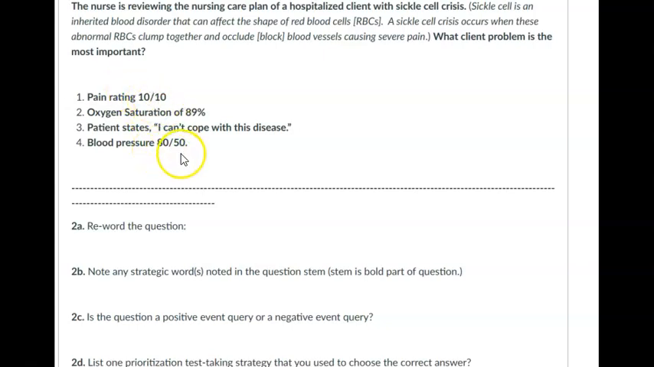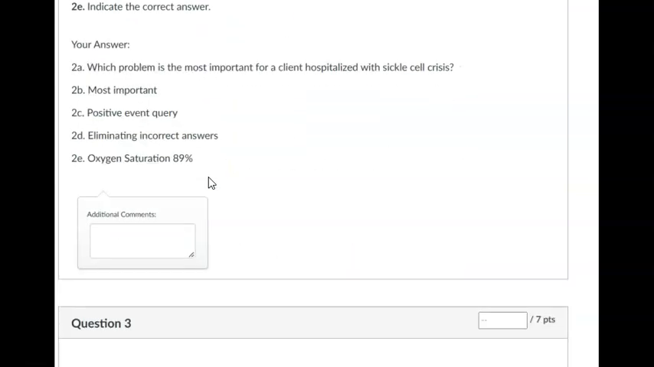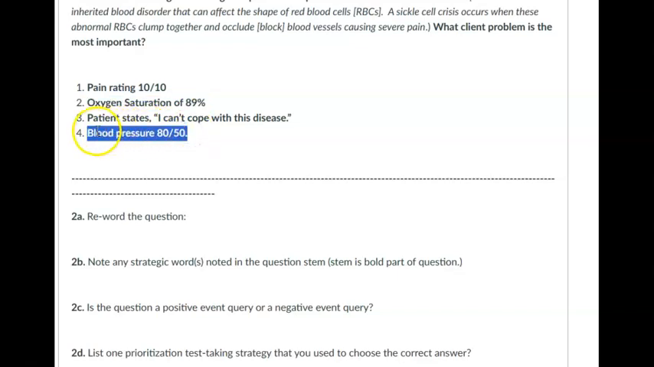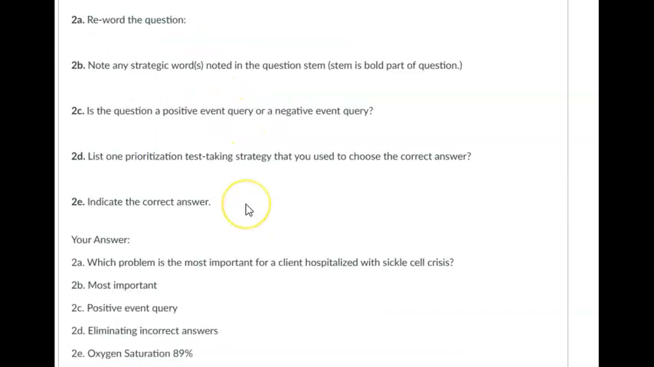Of these, then, we go to our ABCs. Airway, breathing, this respiratory one becomes your priority answer. After that, by the way, C would be circulation. So after oxygen saturation, blood pressure would be next, followed by pain, followed by the feelings.